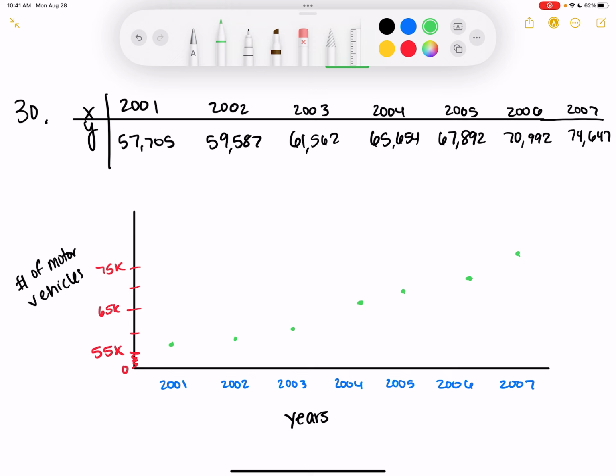All right, so on your calculator, you're going to hit stat. Hold on, I need to look at it. I knew I had to hit that button. Stat. Right there. Thanks.